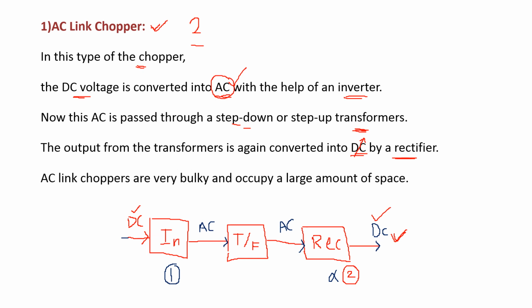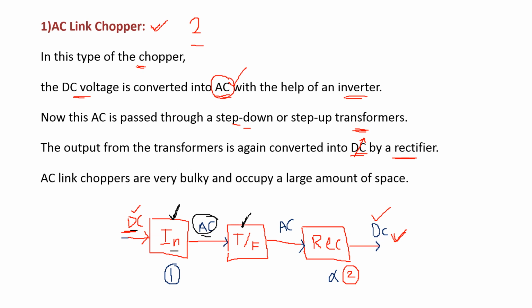In this, the DC input is applied to the inverter circuit. Here, this one is the inverter circuit. An inverter is a circuit which converts the DC voltage to AC voltage, and the output of this inverter circuit is applied to the transformer. By using this transformer we step up or step down this AC output voltage.